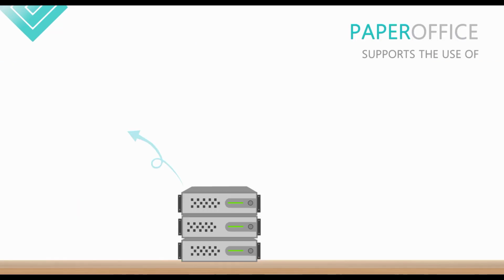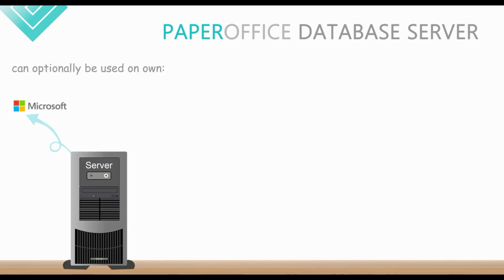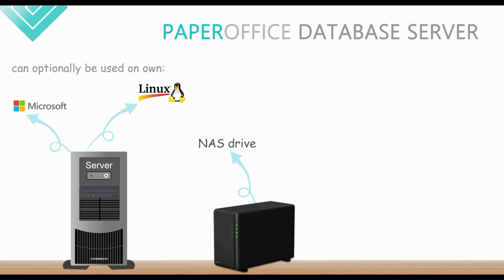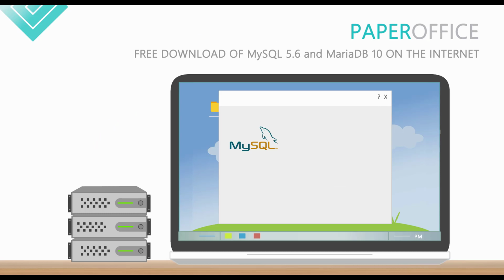PaperOffice supports the use of MySQL 5.6 or MariaDB 10 servers. These database servers can either be installed on a separate Windows or Linux server, on NAS drives that support this database server, or used on cloud-based systems, such as Amazon Web Services. MySQL 5.6 or MariaDB 10 can be downloaded for free on the internet.